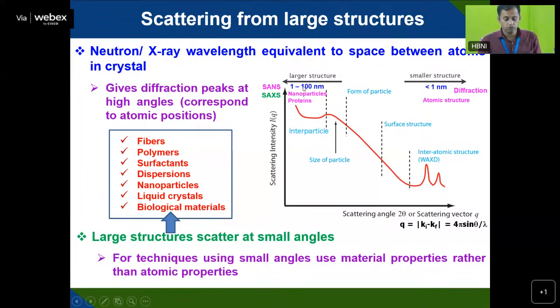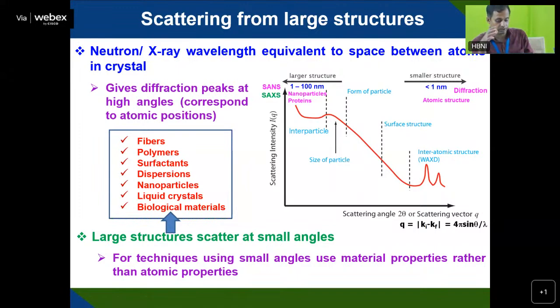But if you go to small angle XRD here, you can get larger structure, 1 to 100 nanometers, giving diffraction peaks at higher wavelength corresponding to the atomic position of fibers, polymers, surfactants, liquids, biological material. Depending upon those materials, it gives diffraction peaks. So large structure is scattered at small angle.